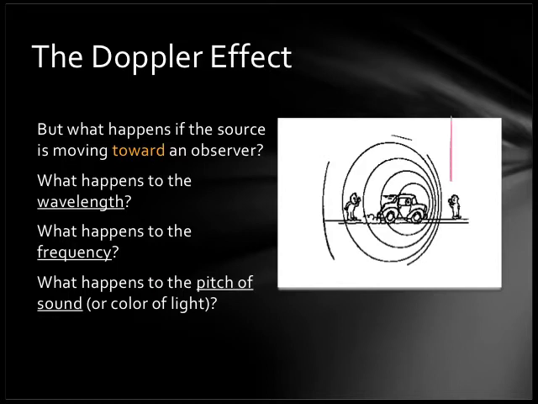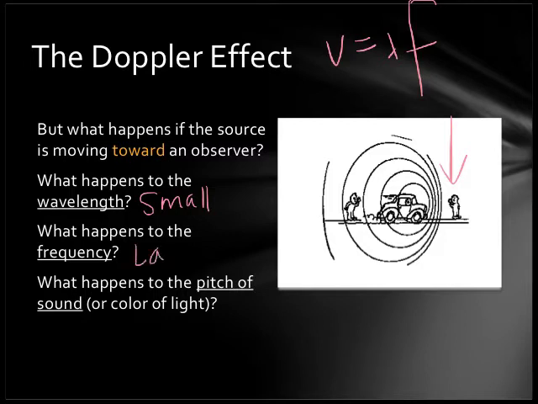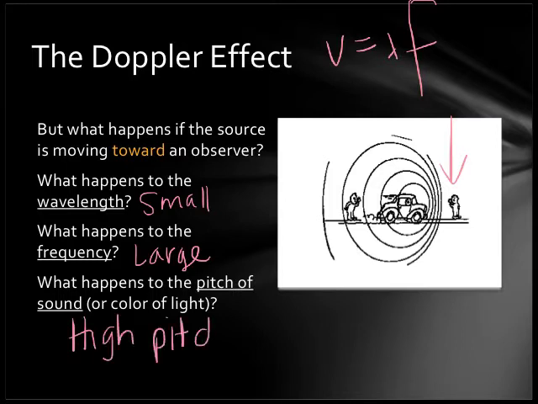So now let's think about the point of view of the person where the car is coming towards them. If you notice, now the wavefronts are a lot closer to each other, so we have a small wavelength. Again, if velocity needs to stay constant and our wavelength is small, that means our frequency has to be really big, so large. And again, pitch corresponds with frequency. High frequencies mean high pitch. And for light, the high frequency end is violet or blue.